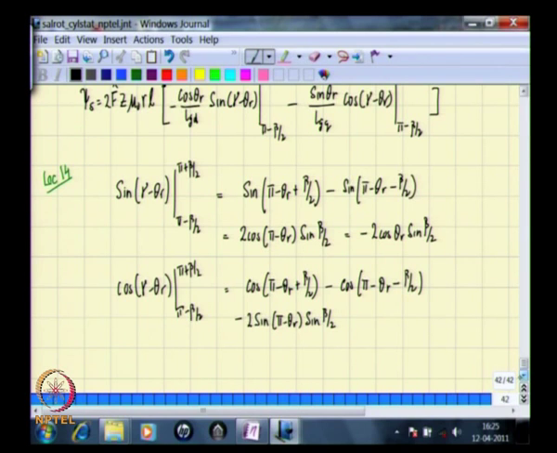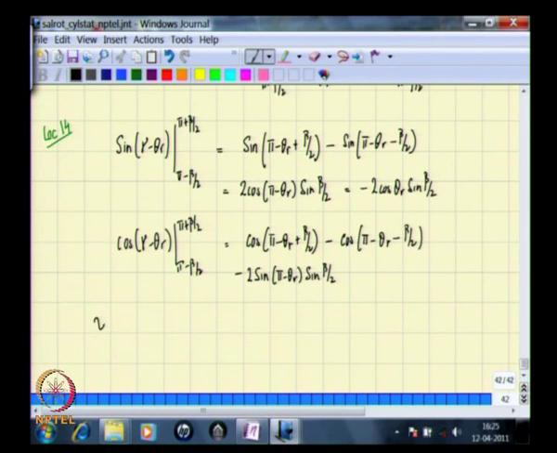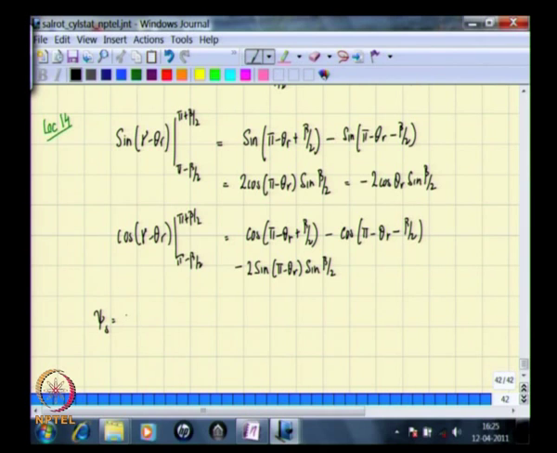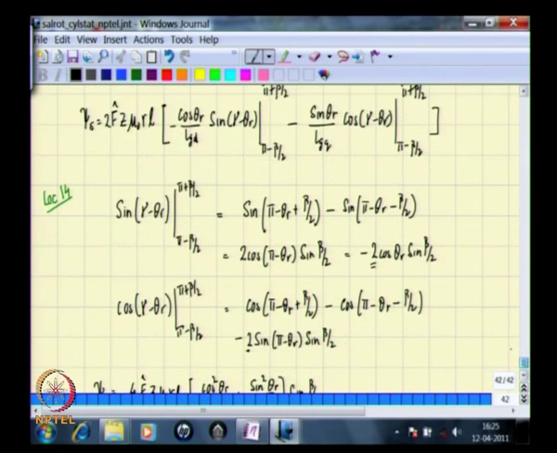And therefore, the expression for the flux linkage can then be written as psi s equals 2, and we'll take this 2 also outside, which means it's 4 f hat z mu naught r l into cos square theta r by L g d plus sin square theta r by L g q multiplied by sin beta by 2, because the sin beta by 2 expression is common to both, we can take it out.